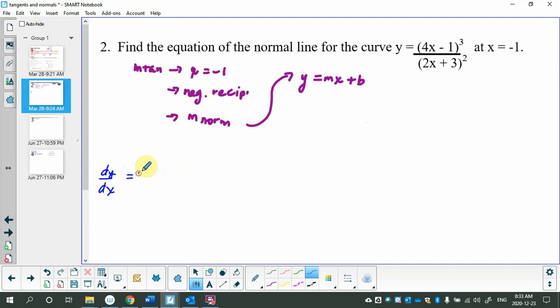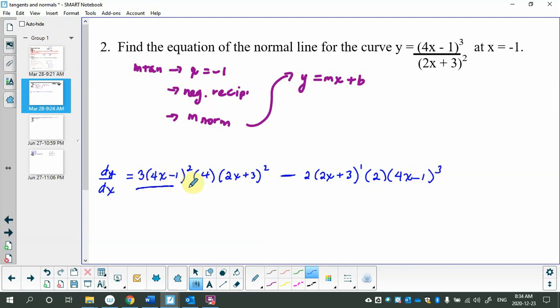So the derivative of the top, drop the 3, keep writing, make it one less, go inside that bracket, take the derivative of it, which is 4, and then don't forget to multiply by the original bottom. And because it's the quotient rule, it's a minus sign, and I repeat, but in the opposite direction. So drop the 2, keep writing, make it a 1, invisible or not, go inside this bracket, take the derivative, which is a 2, and then don't forget to multiply by the original top. And all of this is over (2x+3) to the 2 squared, which means 4.